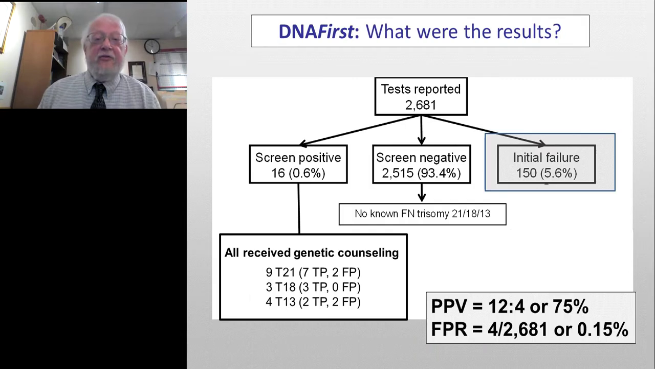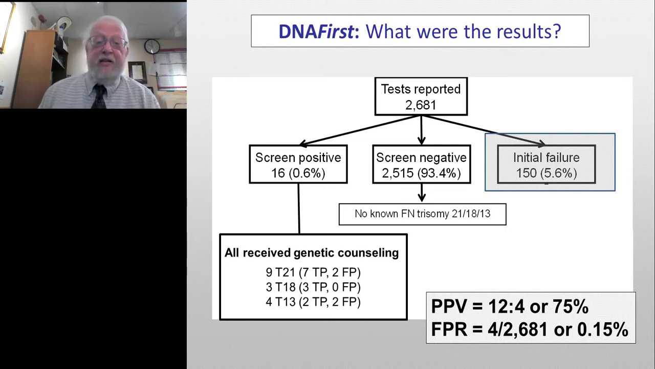So what happened in those test results? There were only 16 screen positives. Only 6 per 1,000 women were screen positive. And if we look down here, all of them got genetic counseling. There were 9 trisomy 21 positives, 7 were true positives, 2 false positives. Trisomy 18, all were true positives. Trisomy 13, 2 true positives, 2 false positives.